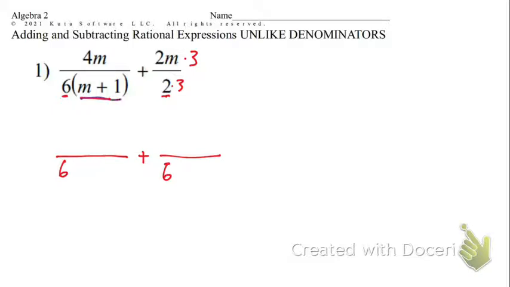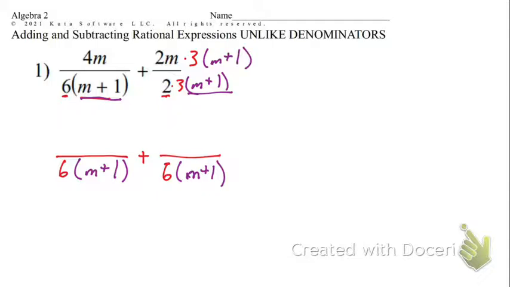Now this has an m plus 1, which means it still has to have an m plus 1. Does this one have an m plus 1? No. So I have to multiply by m plus 1 over m plus 1. Now, I didn't have to change this one at all, because 2 went into 6, and the m plus 1 just tacked on. So I'm leaving this fraction as 4m over 6 parentheses m plus 1.